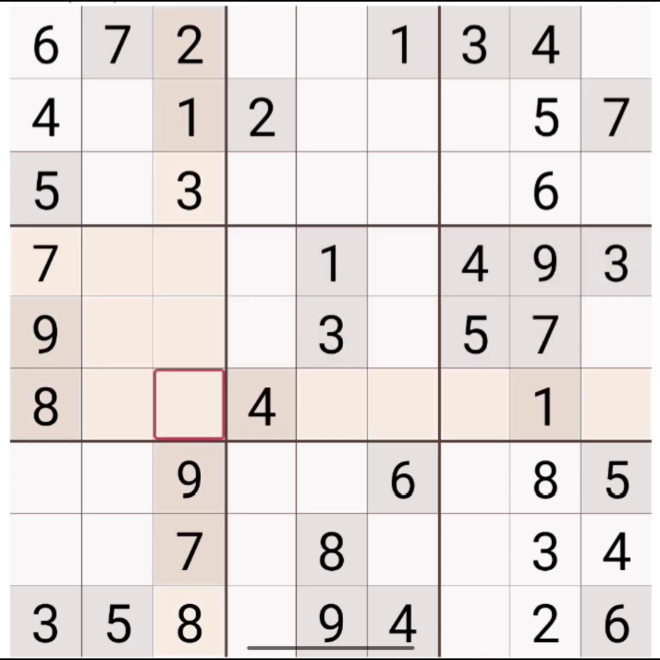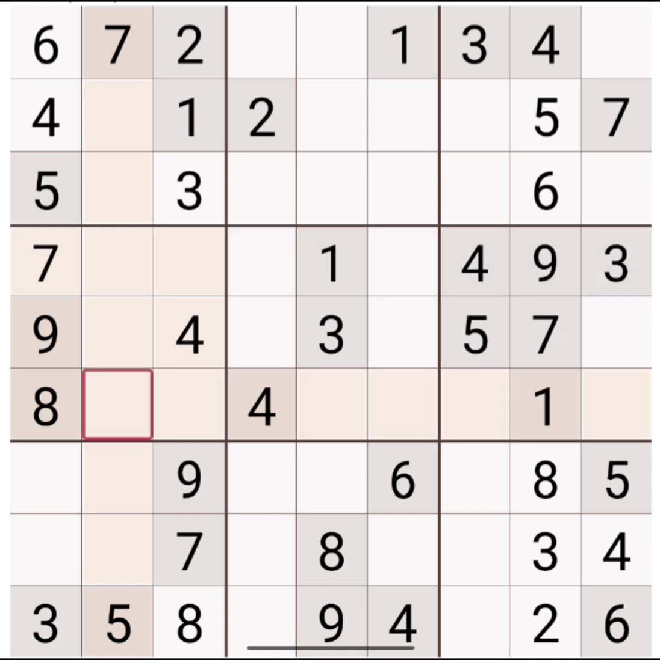In this column, 2, 1, 3, 9, 7, 8 are there. 4, 5 and 6 are missing. So we cannot give place to 4 in these two cells as 4 is there in the same rows, and we'll place 4 here. Now let us complete these three cells.